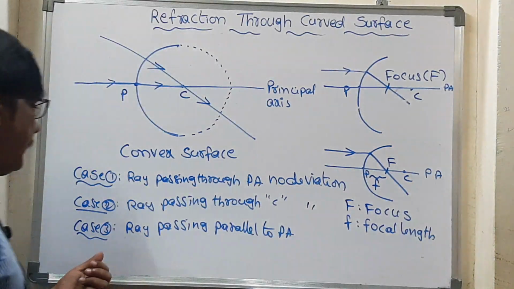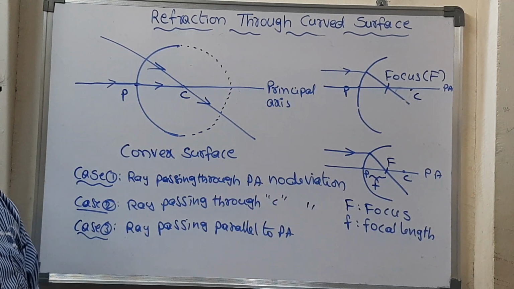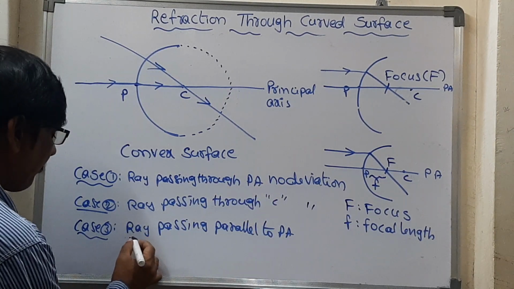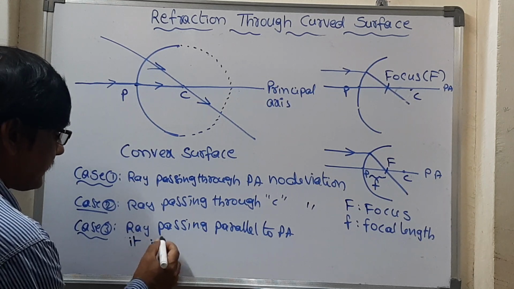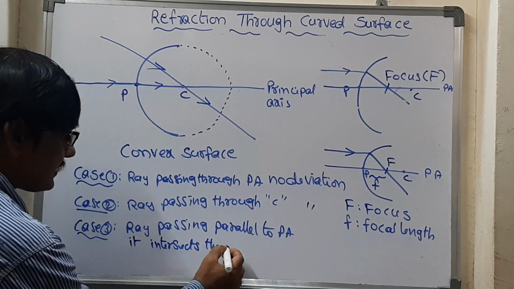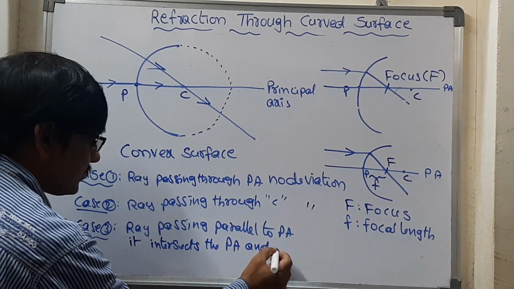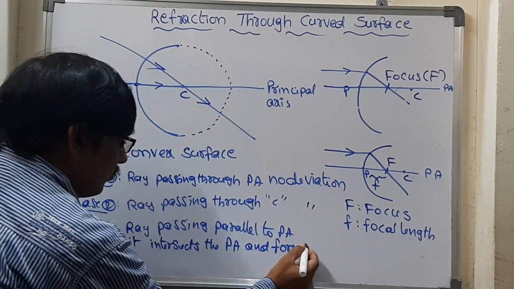So what we can write is, if the ray is passing parallel to the principal axis, it intersects the principal axis and forms the focus.